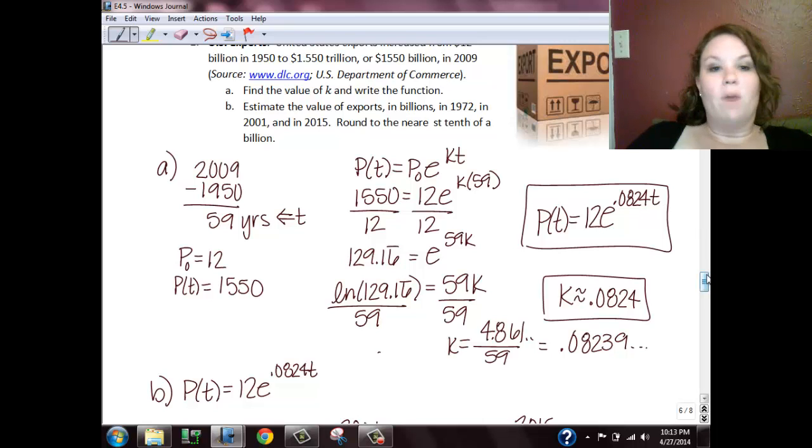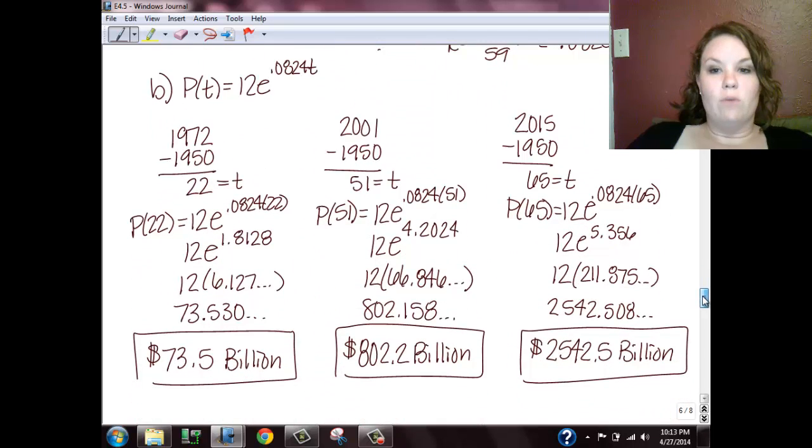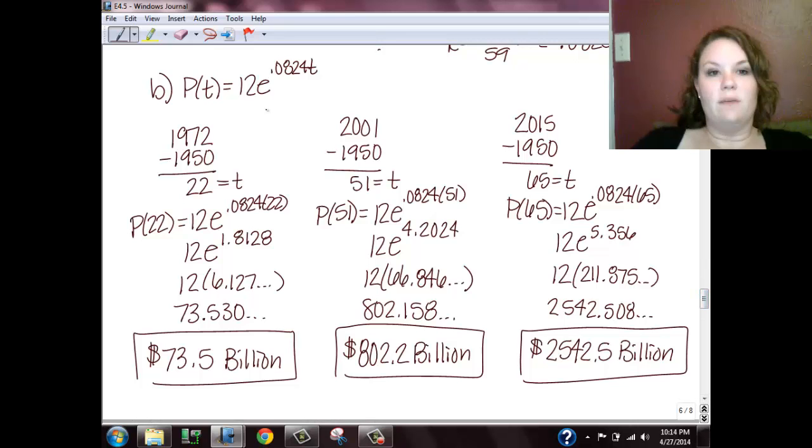Okay, so on part B it says estimate the value of exports in billions in 1972, in 2001, and in 2015. Round to the nearest tenth of a billion. So down here, notice I went ahead and just wrote my function up here at the top. This is the function we got from part A. And then once I have my function, I just need to figure out what my time is for each of these years. So I always subtract from my initial time, or my start value.